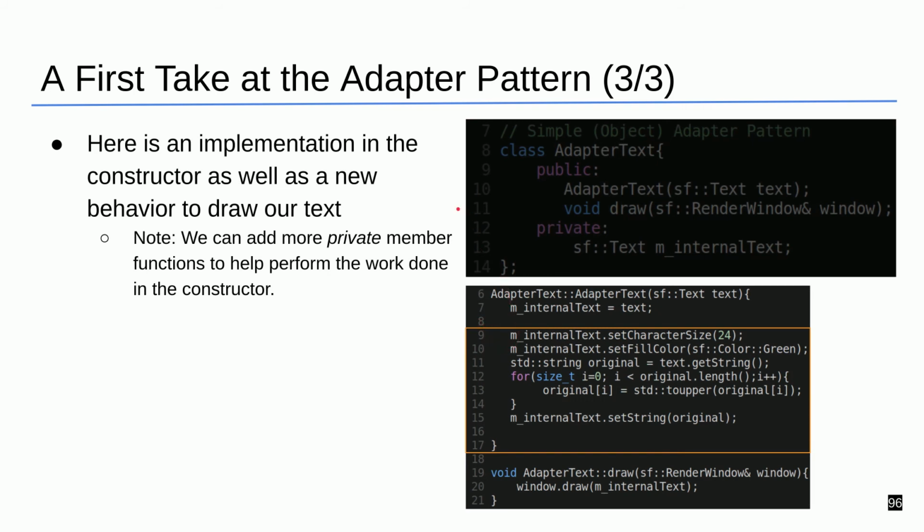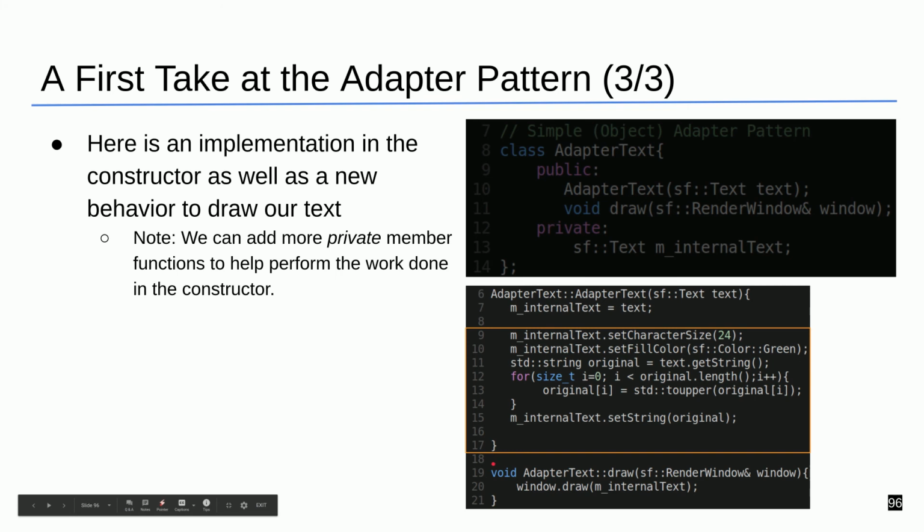Okay, so here's the implementation in the constructor, as well as the new behavior to draw our text. So here's what our constructor looks like. It makes a copy here of the text that we pass in, and we may or may not want to do this, but we're making a copy, which is fine for this example. And we take in the copy of our text, which we store in m_internal text. That's our member data here. Set the appropriate font size, set the color, and then we handle our behavior here for uppercasing our entire string. And that's the adaptation going on in the constructor.